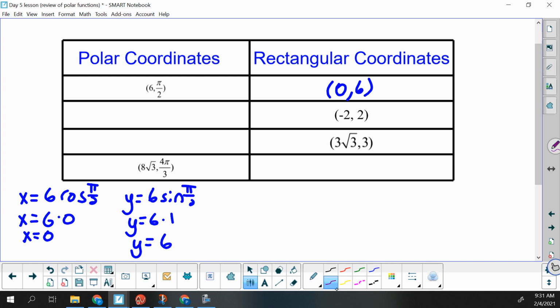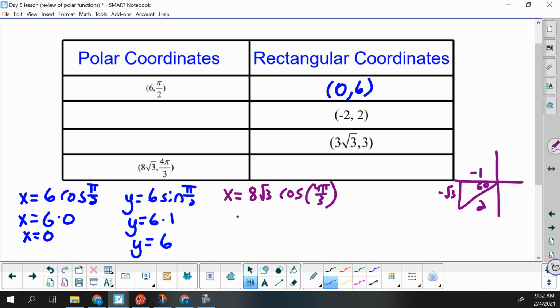Let's jump down, we'll do the bottom one, same idea. X is equal to our r, 8 square root of 3, cos of 4 pi over 3. Well, 4 pi over 3, that's the same as 240 degrees. So that's a 60-degree reference angle in the third quadrant. We'll have minus radical 3, minus 1 for the adjacent, and 2. So this is really x is equal to 8 radical 3 times our cosine, which is negative 1/2. So x is really minus 4 radical 3.